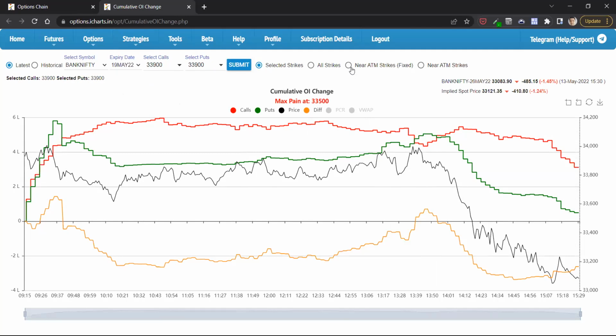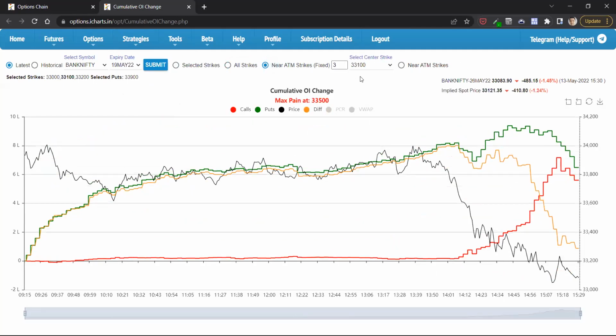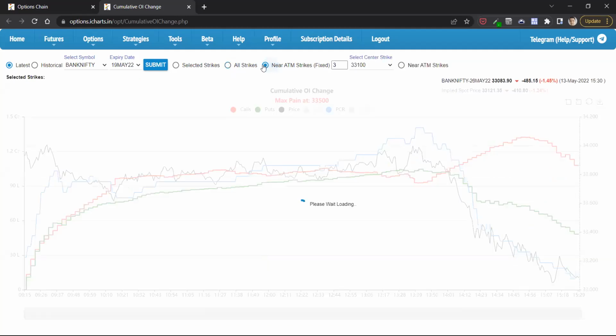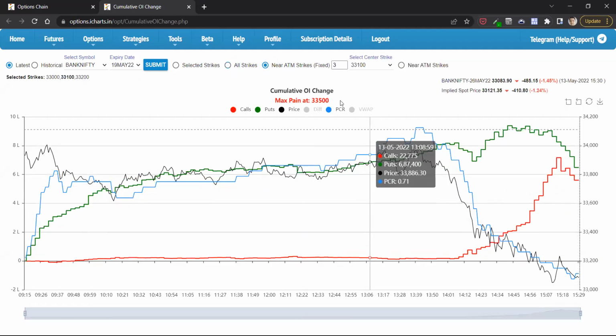Okay. Now here, I was explaining this. Let me clear this off. Enable PCR. Near ATM fixed is, just a second. Why is it selected properly? Mute, please. Kindly mute everybody. Okay, yeah, this is correct.